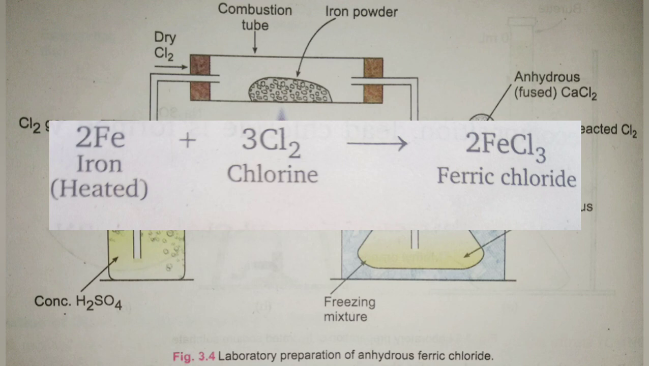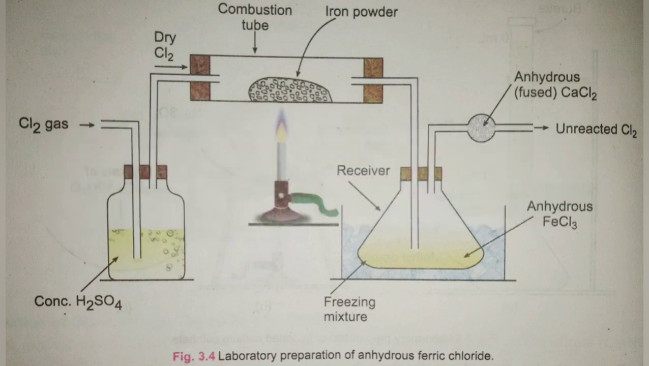Since ferric chloride is a volatile substance, it is vaporized, and the vapor of ferric chloride is swept away by the current of chlorine gas. The mixture of ferric chloride and chlorine gas enters the receiving flask. The receiving flask is cooled by a freezing mixture, due to which the vapor of ferric chloride is condensed in the flask. Some amount of chlorine gas which is present in it exits out of the receiver.